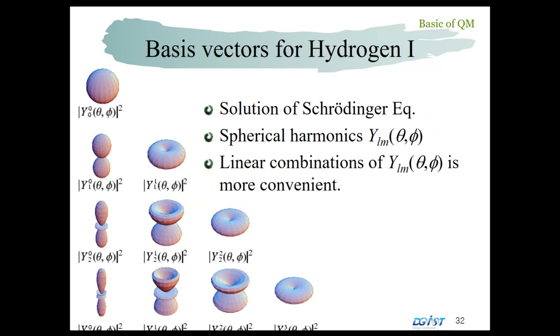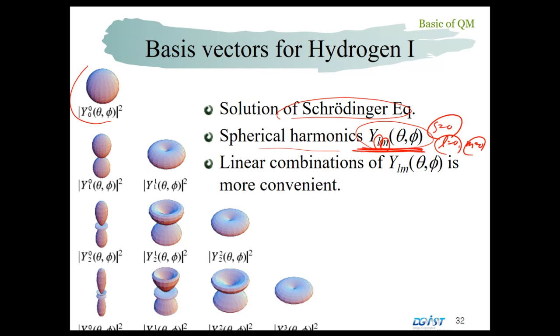And let's go back to the hydrogen atom again. When you solve the Schrödinger equation, we already mentioned that we can obtain the spherical harmonics. Those spherical harmonics are nothing else but special functions, well defined by mathematics. And as you already know, L and M represent the quantum numbers. So when L is zero, we have L is zero and M is zero.